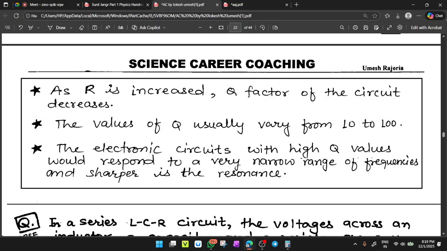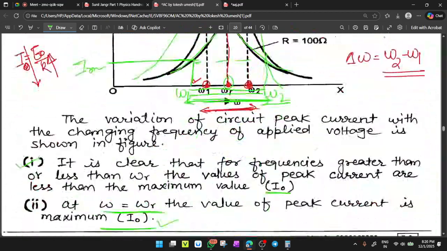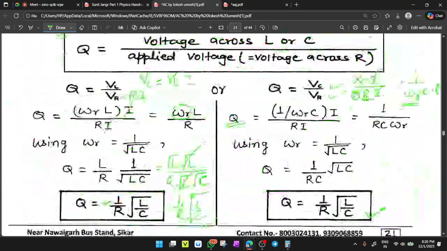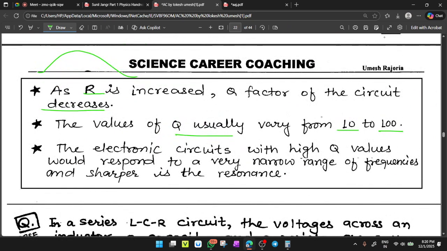Fine. Okay, so see the observations related to the quality factor. As R increases, the quality factor of the circuit decreases. Also, the sharpness of the curve decreases. So you see here, for R increasing, the sharpness of the curve decreases. For a high value of R, the sharpness of the curve decreases as the quality factor decreases. The value of Q usually varies from 10 to 100. So this is a fact to remember.